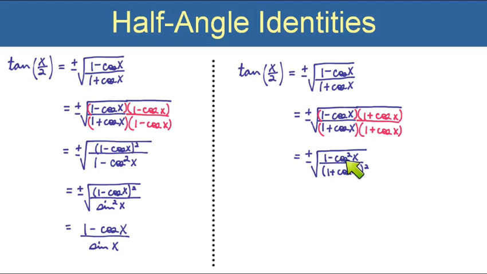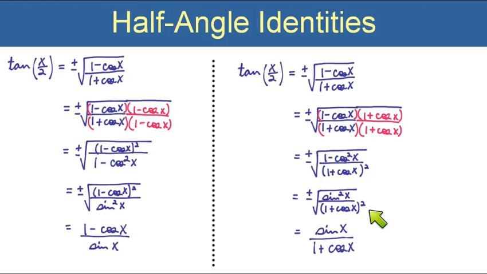And again, 1 minus cosine squared can be exchanged for sine squared. Now, since both things under the radical are squared, we take the square root of each of those squares, and we're left with sine over 1 plus cosine. And again, there's no longer any need to worry about the plus or minus.